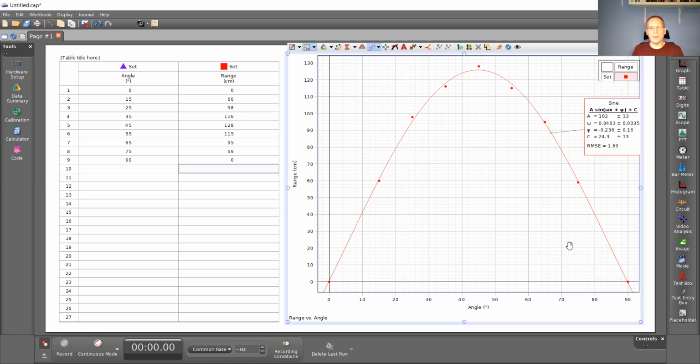And that does a pretty good fit. Okay. Now here's where I need to find the peak. You don't want to use your data point. You want to find the peak of your graph here. After it does the fit, find the peak of your graph and use that information.